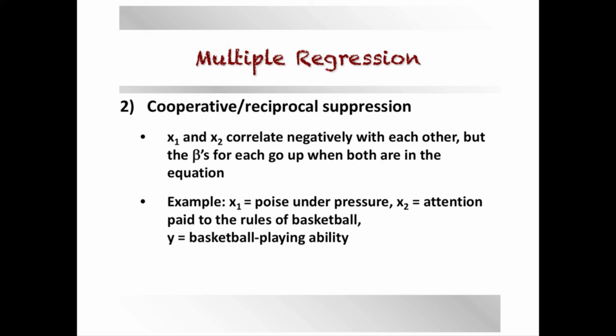So the second one is cooperative or reciprocal suppression. This one is like x1 and x2 correlate negatively with each other. Those are your 2 IVs. But then the betas for each one go up when they're both in the equation. So let's look at the example here.